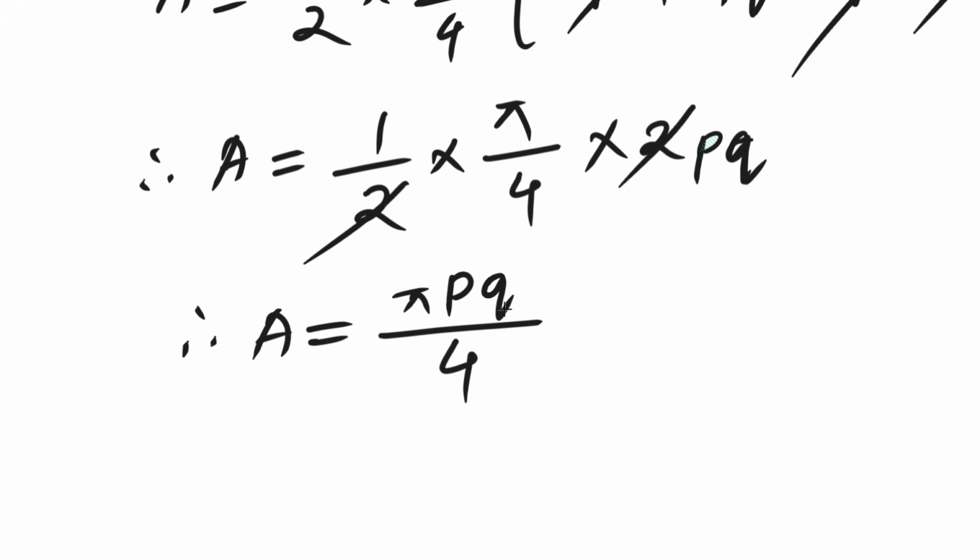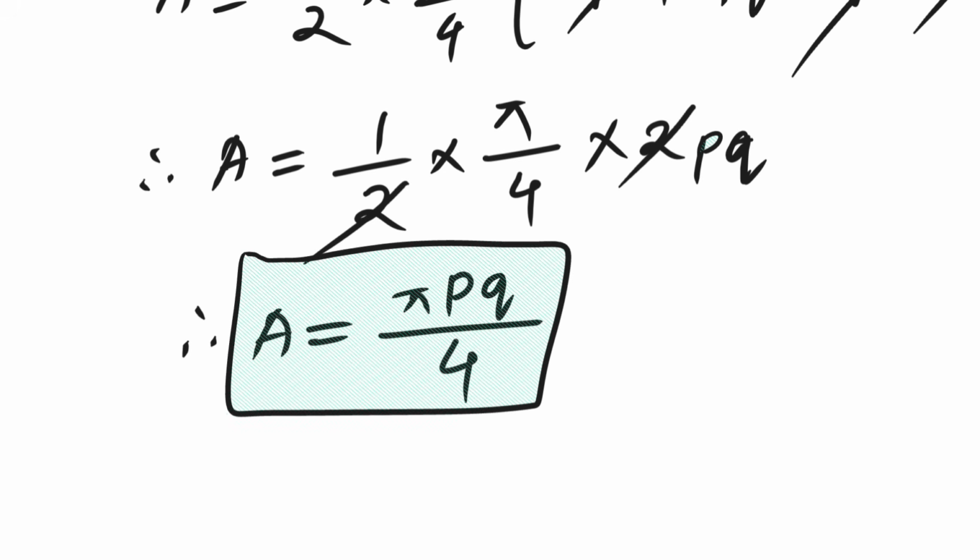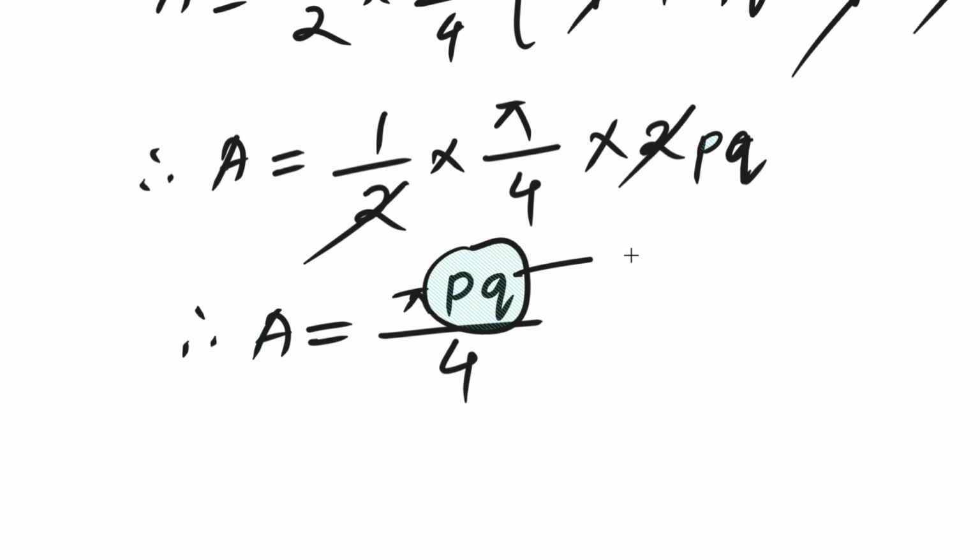And notice something interesting here. We do not actually need to find p separately, and we do not need to find q separately. We only need the product p multiplied by q. That is the clever part of the problem. So now our entire task is to determine the value of pq.